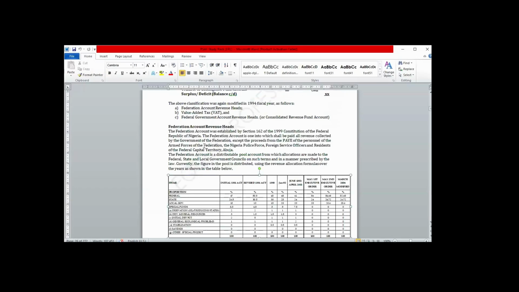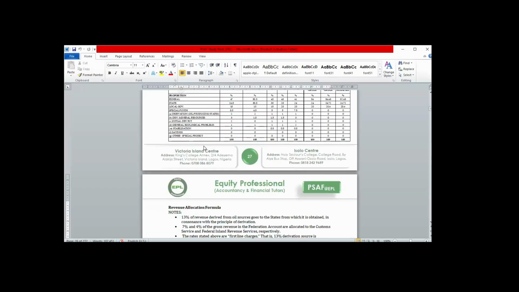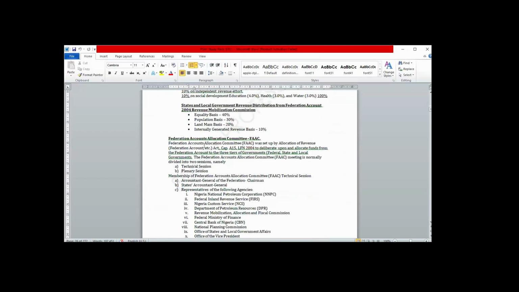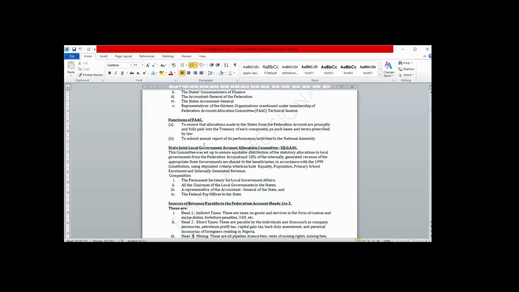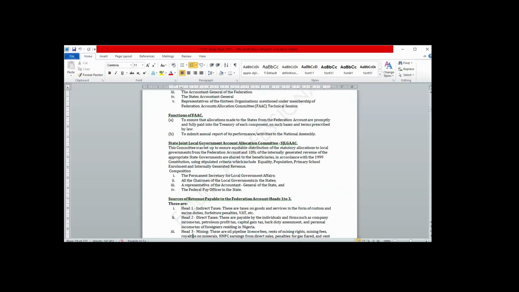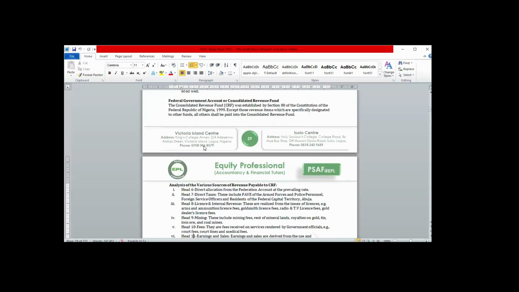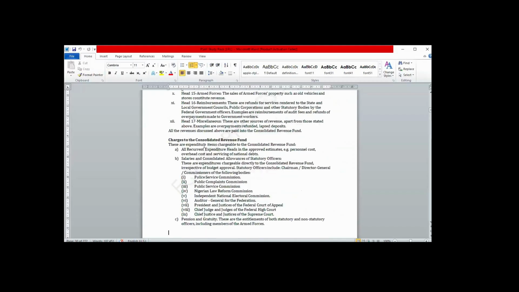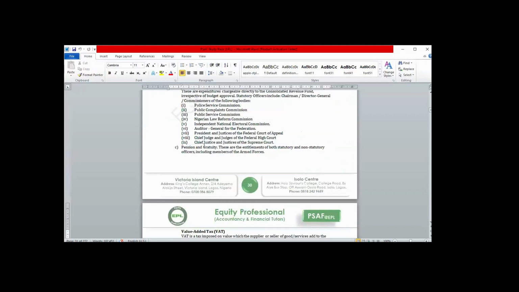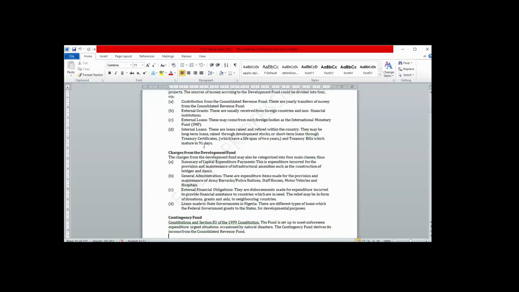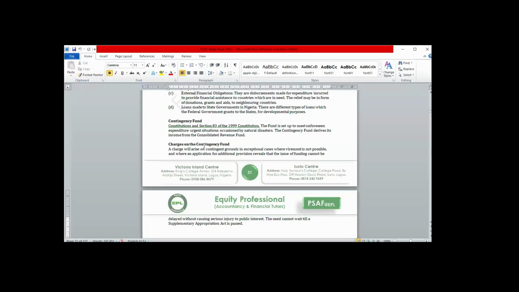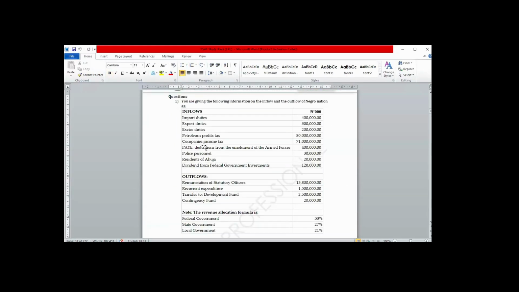Yes, sir. Now we've talked about the consolidated revenue fund account, the federation account, capital accounts and contingency fund account. Then how are we meant to prepare the accounts? That is another area we also need to look at after looking inwardly at all these. Now, let's look at the first question.